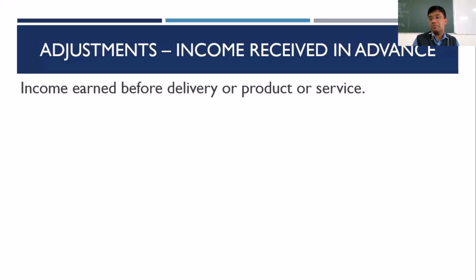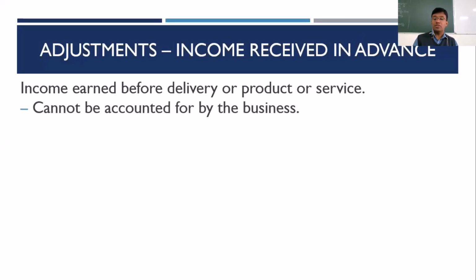what is meant by income received in advance? Income received in advance refers to revenue that is earned by the business even before the delivery of the product or service has taken place. So it is basically an income that you are receiving in advance, even before you have delivered the product or the service.